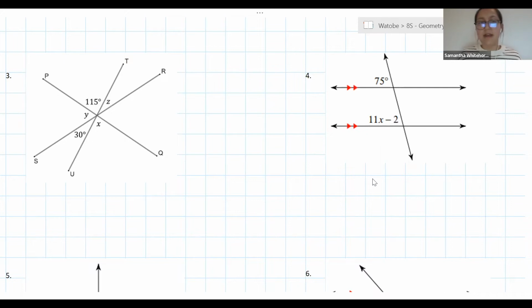I'll check in. So for question 3, there are 3 angles I want: X, Y, and Z. And for question 4, I want you to find the value of X. Okay, so remember your reasons. Remember that you can use multiple reasons to get to answers if you need to, but always remember to put your reasons, and remember what you do might be different to someone else's. And that's absolutely fine.